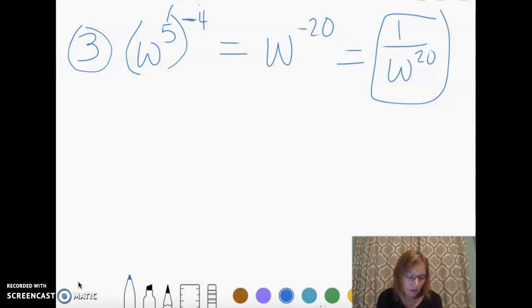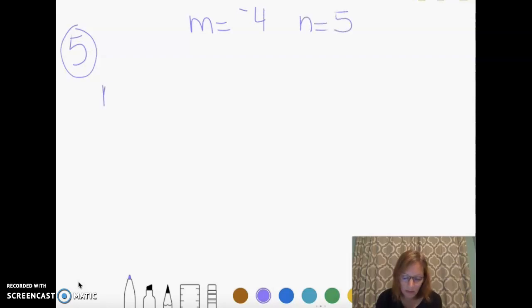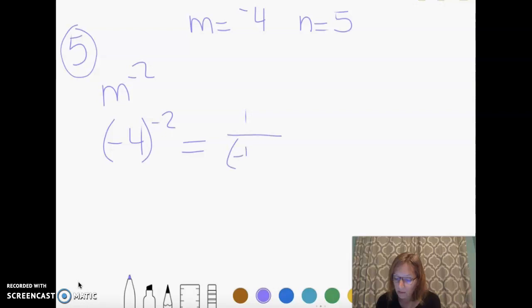All right, let's keep going. I think it is important for me to show you the next section, so I'm going to do that too. Okay, in the directions of this section, it says m equals negative 4 and n equals 5. And then my problem is m to the negative 2. So I'm just going to plug in negative 4 for m, and then I'm going to evaluate it, okay? So the only thing is I can't really evaluate it when I have a negative exponent. So I have to write the inverse first and get rid of that negative exponent, which gives me this number, okay? Now I can evaluate the bottom of it. Negative 4 squared is going to be a positive 16. And that's my answer.